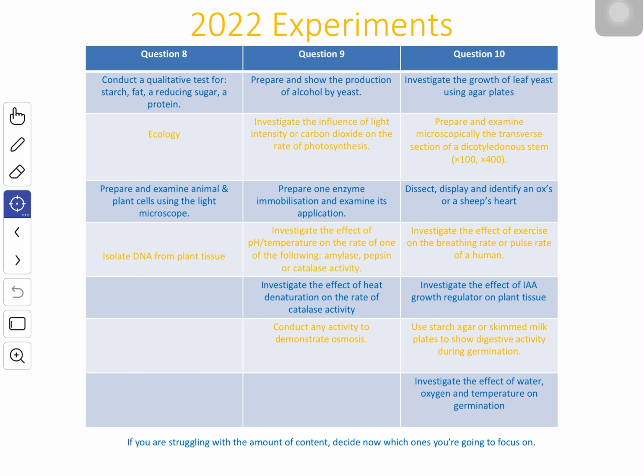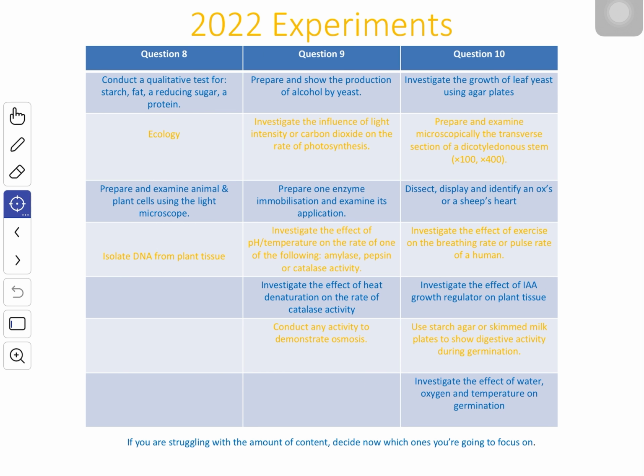And question 10 is to investigate the growth of leaf yeast using agar plates, prepare the transverse section of a dicot stem, the heart dissection, the effect of exercise on breathing rate or pulse rate, the plant IAA experiment, starch agar or skimmed milk plates to show digestive activity during germination, and then the effect of water, oxygen and temperature on germination. So we can see there's a lot more experiments in question 10, a little bit less in question 9, and less again in question 8.